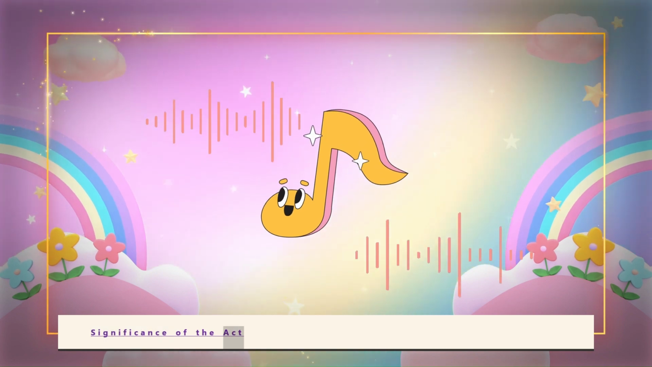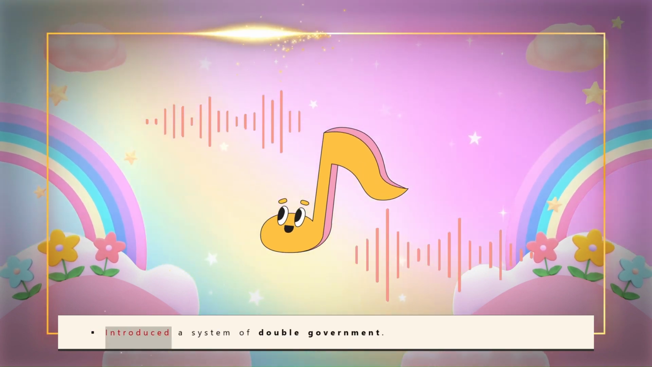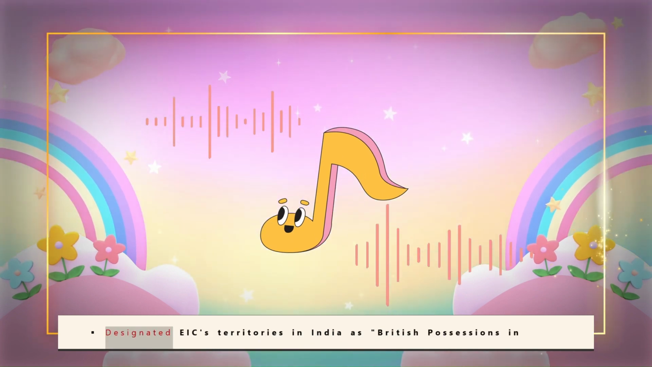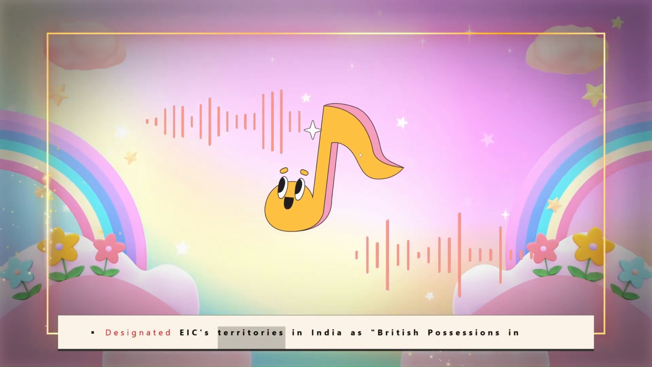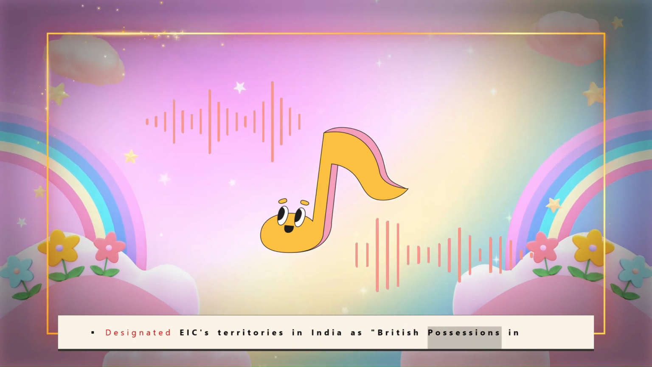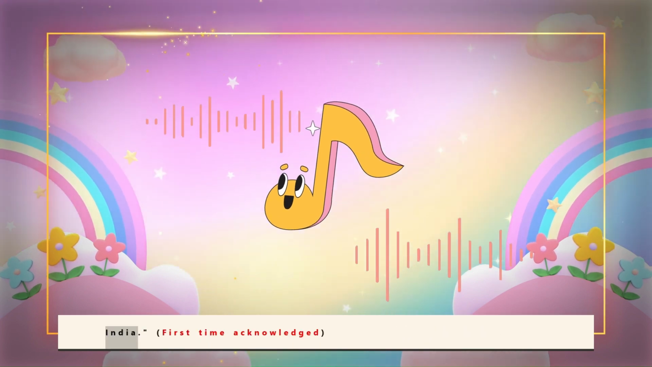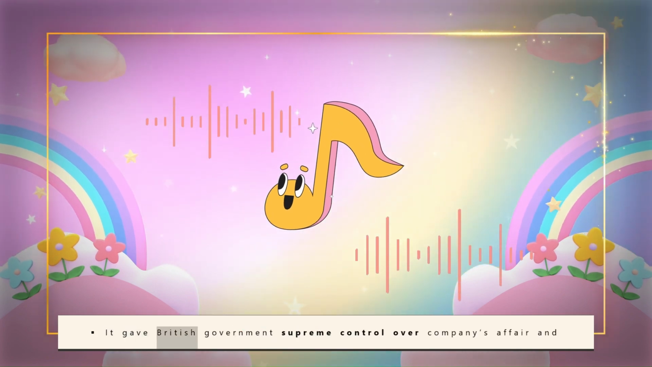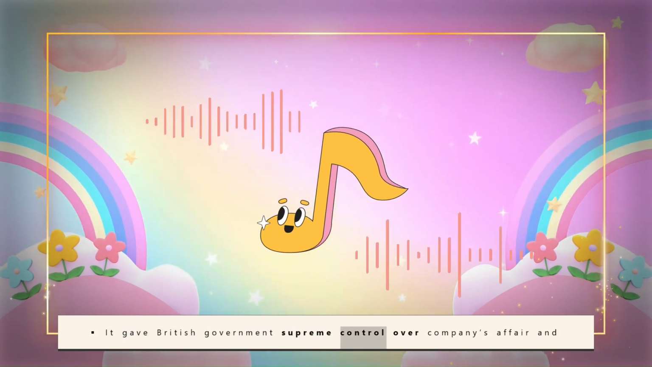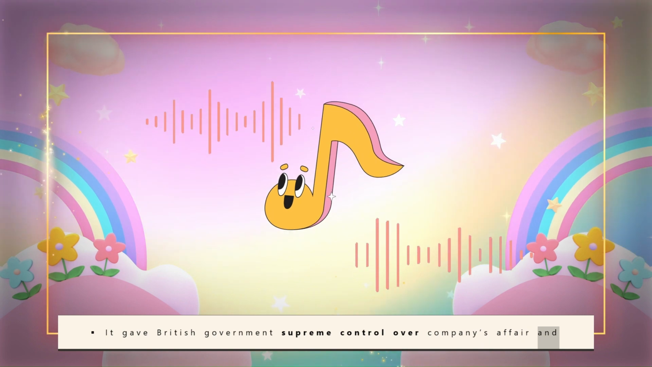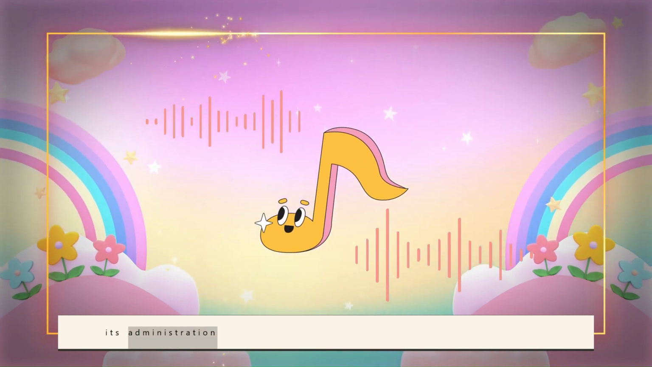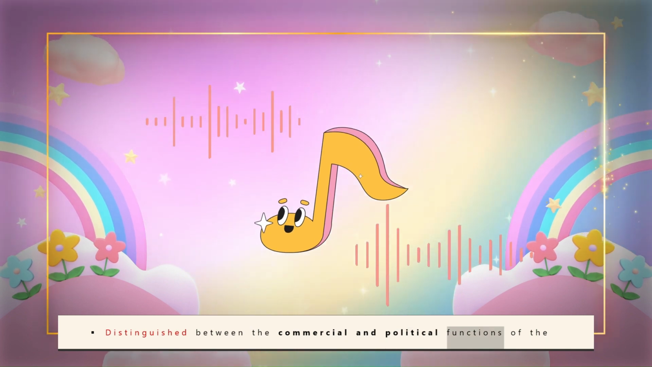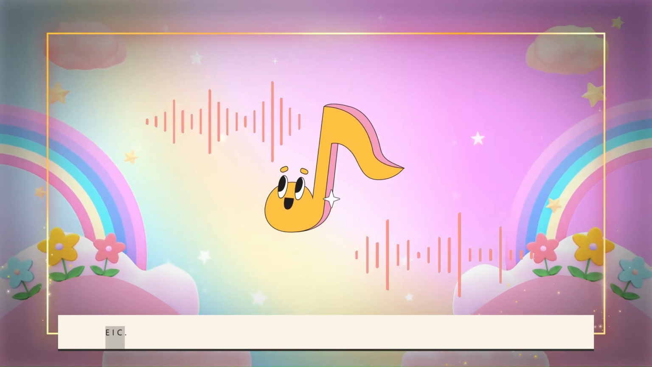Significance of the Act. Introduced a system of double government. Designated the EIC's territories in India as British possessions in India. For the first time, it gave the British government supreme control over the company's affairs and its administration. Distinguished between the commercial and political functions of the EIC.